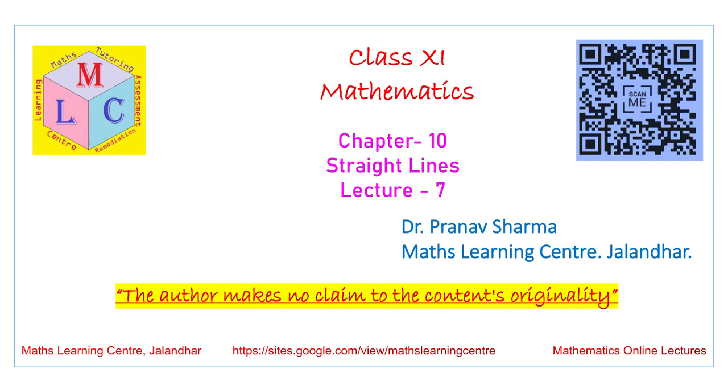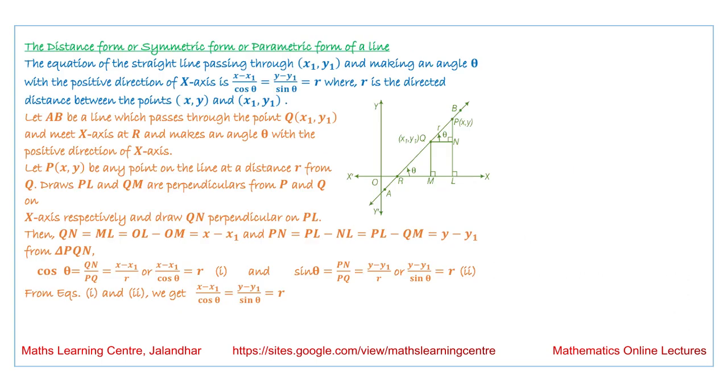We are going to start now lecture 7 of chapter 10, class 11th mathematics, straight lines. We start this lecture with the parametric form of a line, the parametric equation. Suppose these are the x-axis and y-axis and a point is given to us. This is the point Q, and its coordinates are x1, y1.